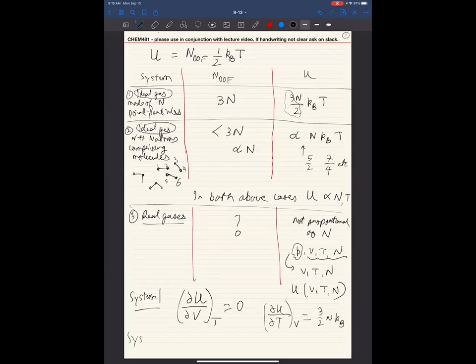System 2. What will be partial U by partial V at constant T? There is still no volume dependence. It's proportional to something else, but there is no volume dependence. If it's ideal, this thing is still 0. When you go to system 3, partial U by partial V at constant T is not equal to 0. Later, we will see that this thing is called the internal pressure of a gas. So the ideal gas does not have any internal pressure. This internal pressure is different from the pressure exerted by, felt by the walls.